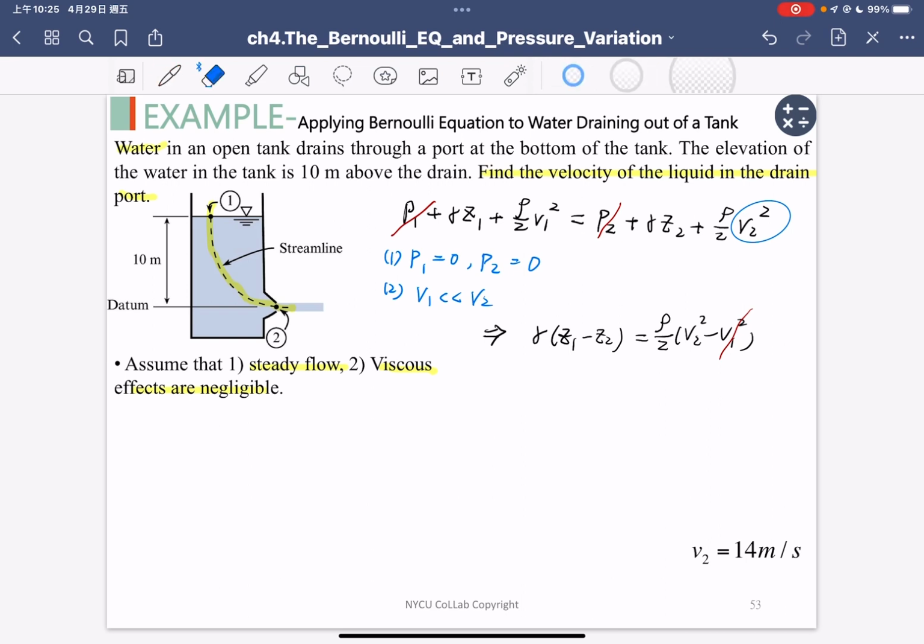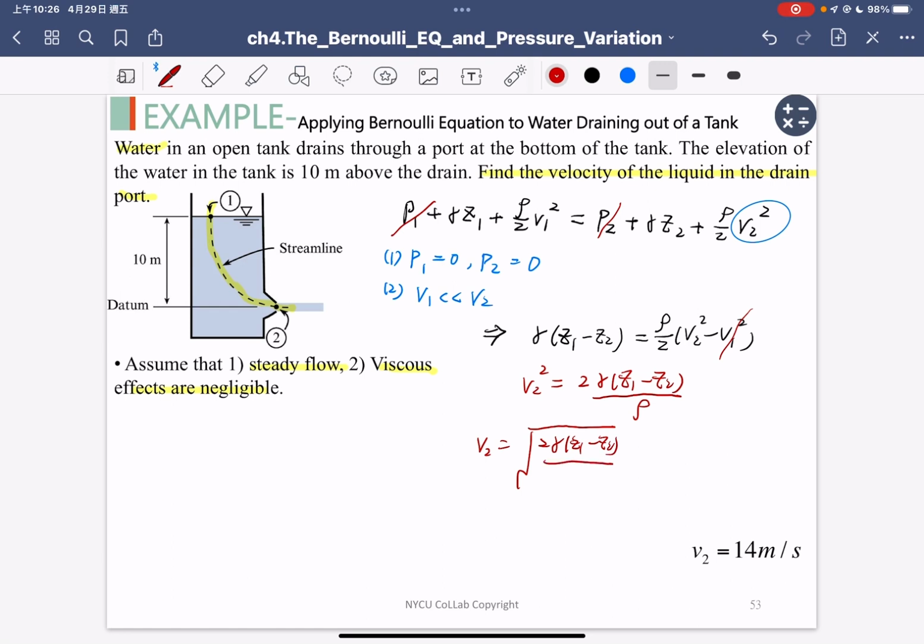So finally we know that V2 squared should be equal to 2 times gamma (D1 minus D2), divided by the density, right? So how large is the V2? The V2 is the root of 2 times gamma (D1 minus D2), divided by rho.